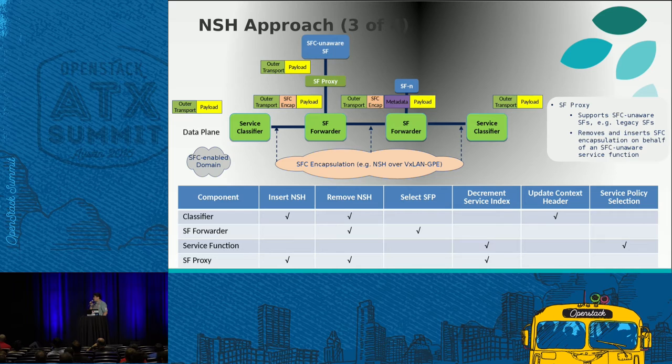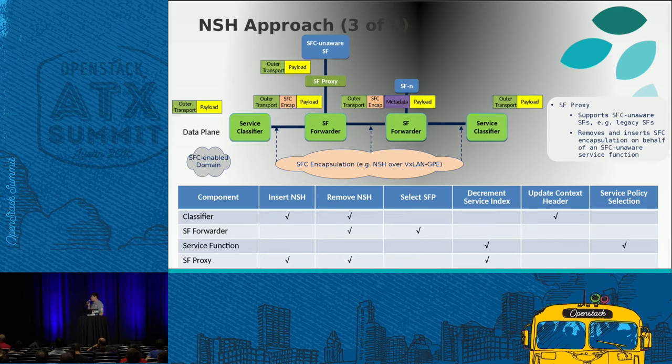And it also considers some legacy service functions which may not support the NSH service function headers. So it introduced the concept of the SF proxy, which basically decapsulates the NSH encapsulation and forwards the traffic to the legacy service functions. Once it's finished, it will re-encapsulate the headers with NSH headers and send the traffic back to the service forwarder, and so on and so forth. And so the traffic will flow through the whole chain until it reaches the end of the chain.